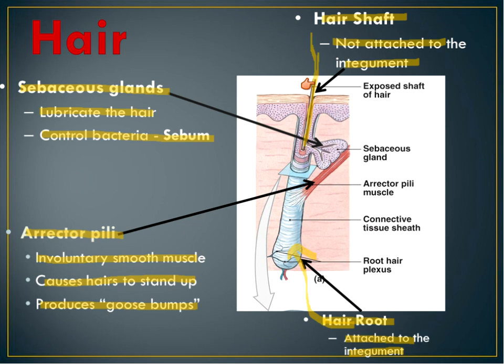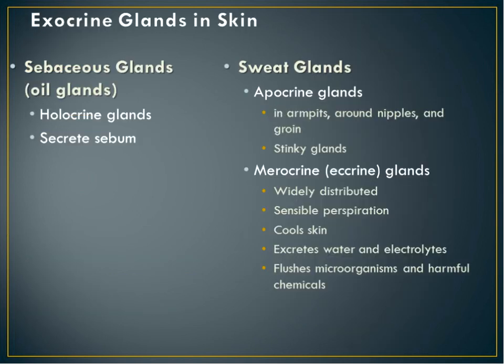And then we have the hair shaft itself. The hair shaft is not directly attached to the integument. However, at the hair root, it is attached to the integument. So this is well below the surface. We're down past the epidermis and into the dermal layer, where we find the hair root.